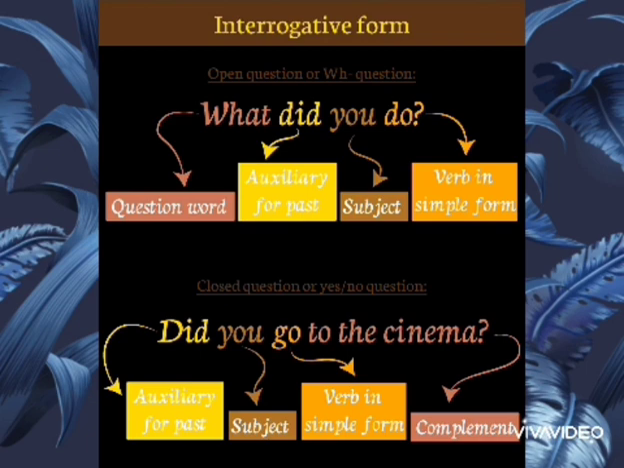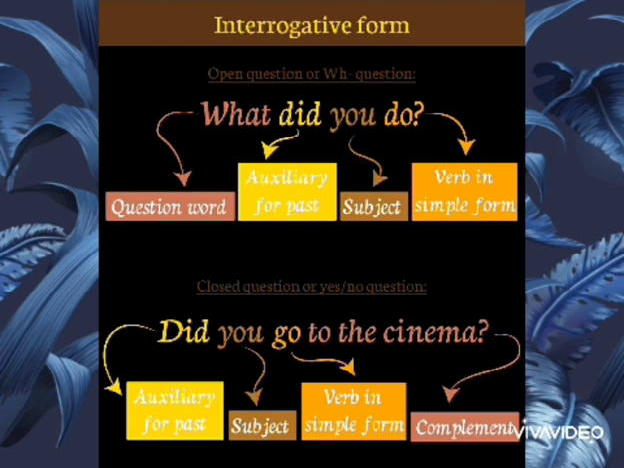Just have a look. First of all, you have to use the question word what. Then auxiliary for past, as you are framing a sentence in the simple past tense, so you have to use the auxiliary verb in the simple past form. That's why did. After that you have to add your subject, and after that you have to put the simple present form of the main verb.